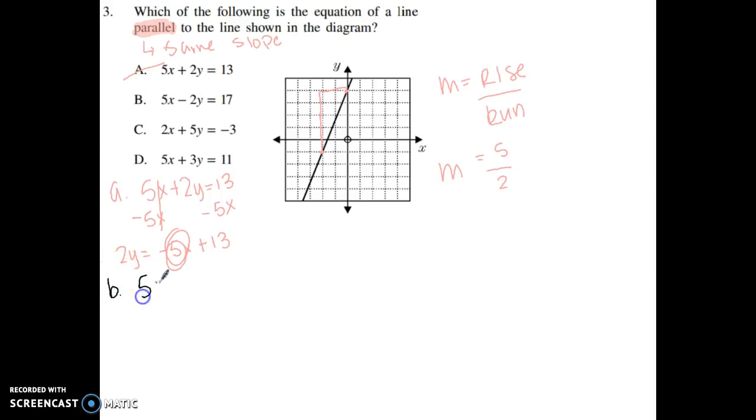And B says 5x minus 2y is equal to 17. So in this case, we're going to do the same thing. We're going to say minus 5x on both sides. So this can cancel. We are left with negative 2y is equal to negative 5x plus 17.